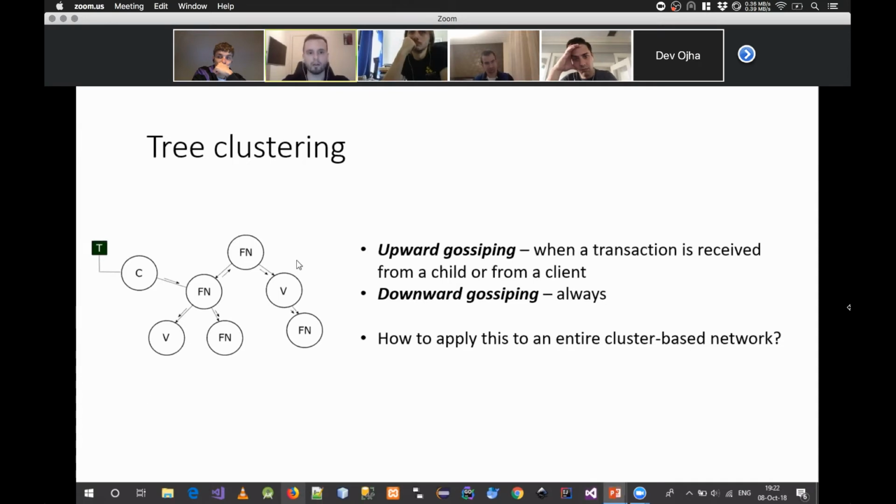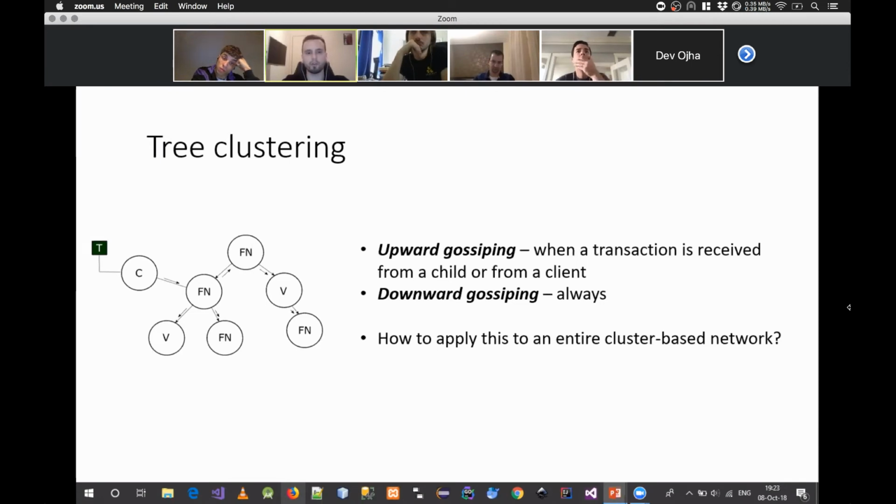So there are certain rules for upward gossiping and for downward gossiping. Downward gossiping is always performed, whereas upward gossiping is performed only when a full node, for example this one, receives a transaction from a client or from a child. In that case, that full node has to gossip the information it just received to its parent in the tree. So, okay, this was explaining how to solve the overhead problem within a cluster.